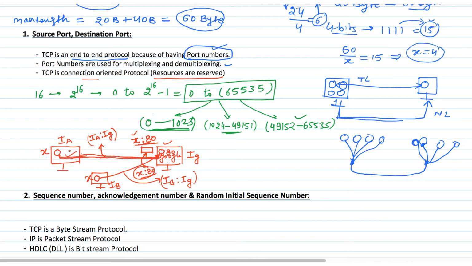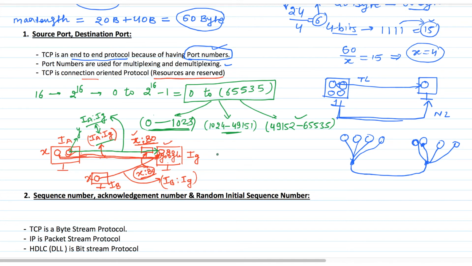So now these two connections can be distinguished uniquely by using their IP addresses. But again the problem is that suppose there are two processes within the same system, and this second process, say with port number Y, wants to communicate with the same destination port. Then for this connection also the identification number as per the IP address will be IA and IG. So now these two identification numbers are going to conflict with each other. So in order to avoid all these problems, we are going to use the combination of both.